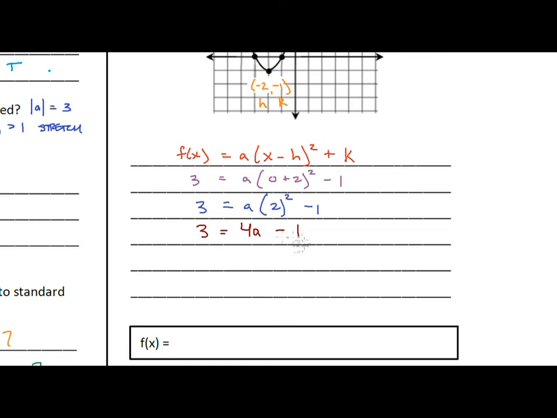Okay, next step is we're going to move the 1 to the other side by adding 1. And I've got 4 equals 4a.